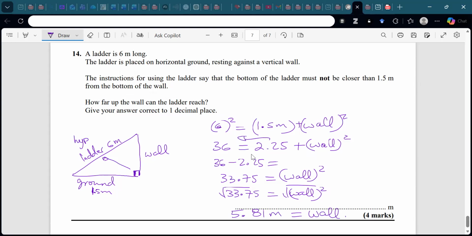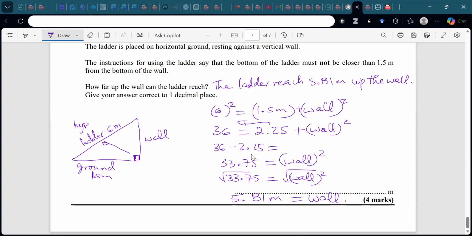So as a statement, notice it says how far up the wall does the ladder reach. So we can say the ladder reaches 5.81 meters up the wall. So we can just write a statement to answer the specific question that they ask us. All right. So that would be the solution for those 14 questions using Pythagoras' theorem. Right.